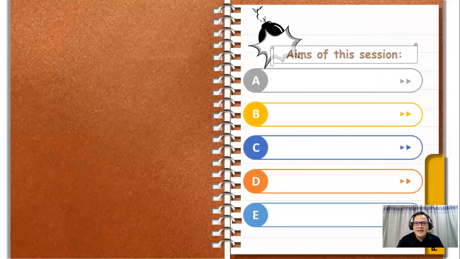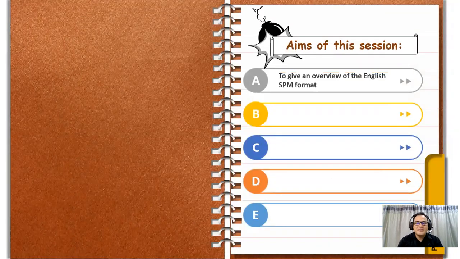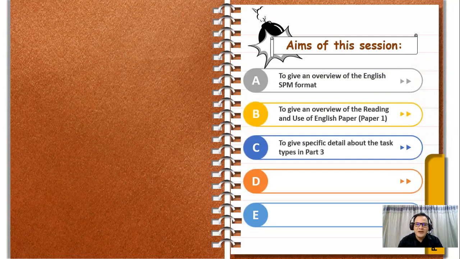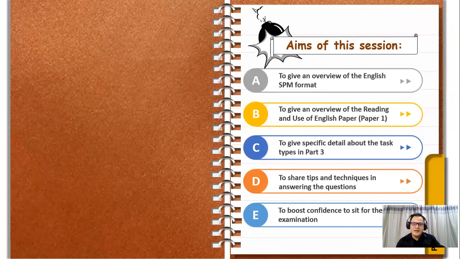Okay, so these are the aims of this session. In this session, I will give you an overview of the English SPM format, as well as the reading and use of English paper, which is paper 1. I will also talk about specific details about the task types in part 3 of paper 1, and I will share some tips and techniques in answering the questions in part 3. Hopefully, from this session, you will be able to boost your confidence to sit for the examination.